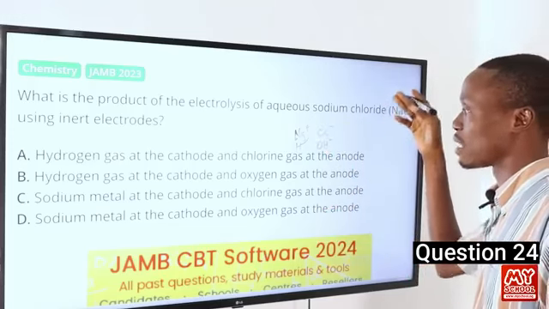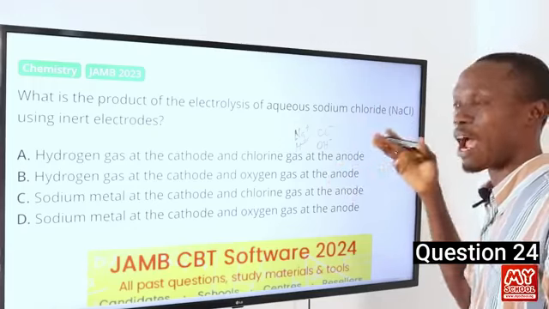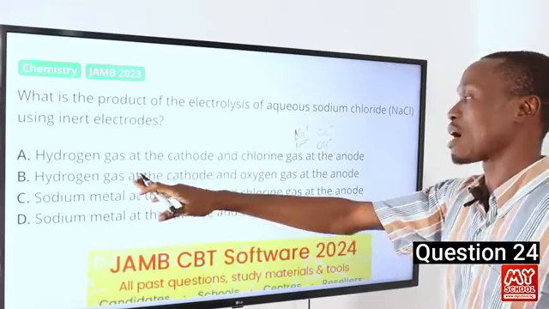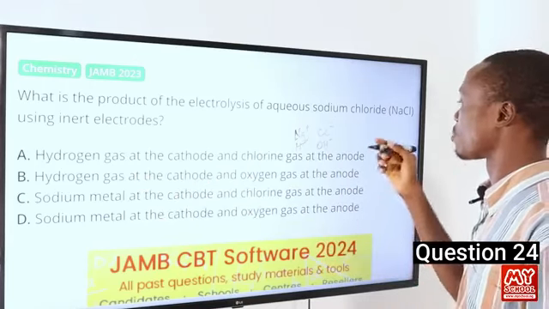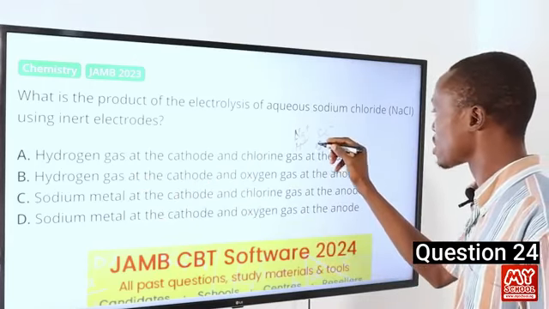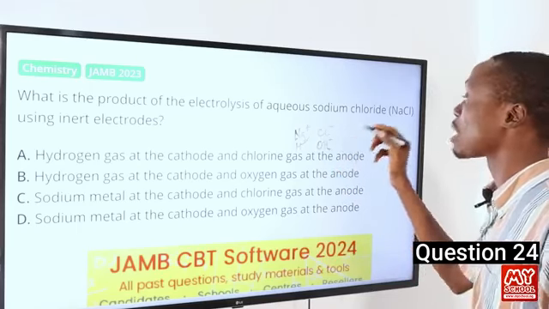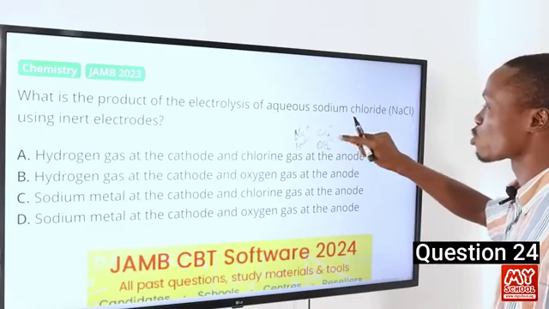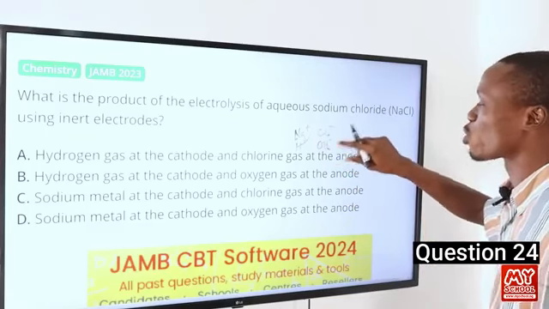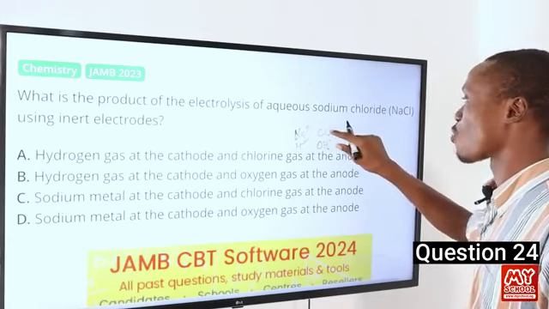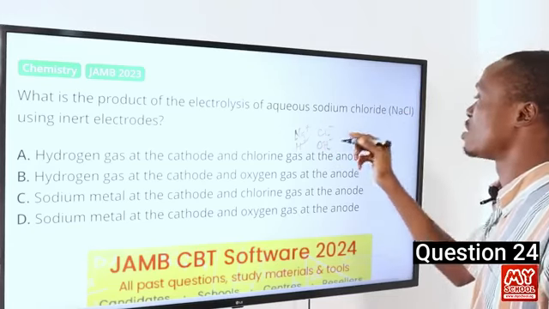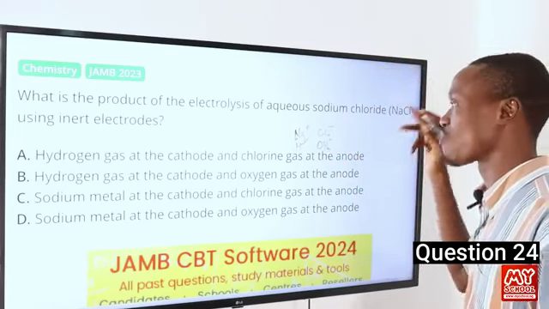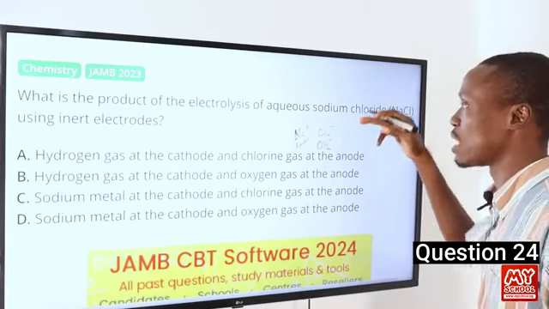Once it acquires an electron, it will become neutral hydrogen. That neutral hydrogen will combine with another hydrogen to form hydrogen gas at the cathode. Now, the hydroxide ion is more likely to lose an electron compared to the chloride ion, because the concentration of hydroxide ion in this solution is more than the concentration of chloride ion. So during electrolysis, it is the hydroxide ion that will migrate to the anode, which is the positive electrode. There it will lose an electron.